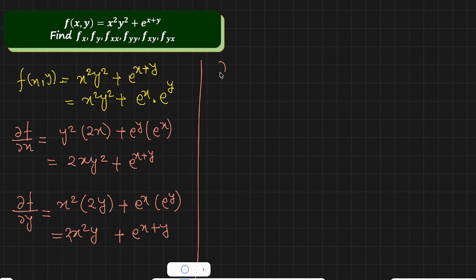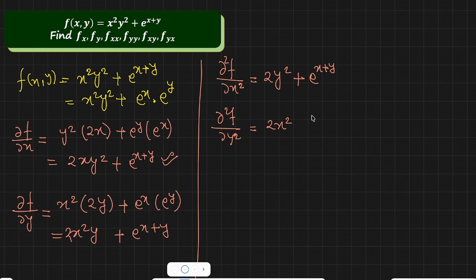Now come to the second order partial derivative with respect to x. That is again partial derivative of this, which equals 2y square, because derivative of x is 1, and e to the power of x plus y as it is. Okay, next, the second order partial derivative with respect to y. So 2x square as it is, derivative of y will be 1, and this e to the power x plus y will be the same. Now partial derivative with respect to x and then y, this is my f of x.